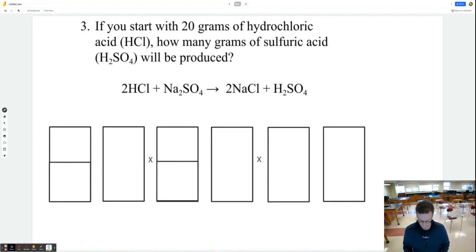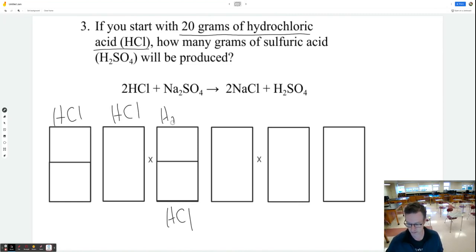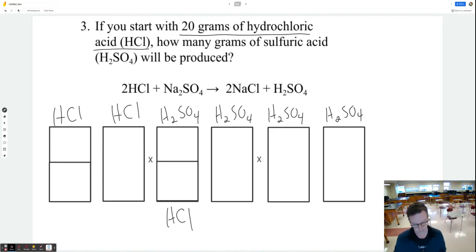All right, third one, again, another grams to grams stoichiometry problem. We're starting with 20 grams of HCl. So HCl is our given, goes top, top, bottom. And then we're trying to figure out how much H2SO4 would be produced. Okay, so from the mole ratio on, all the numbers are in reference to H2SO4.